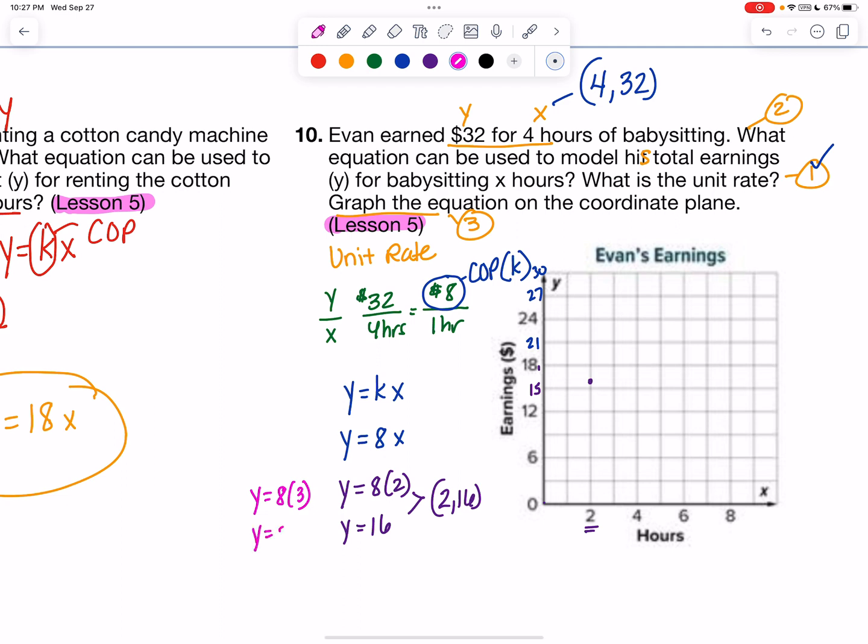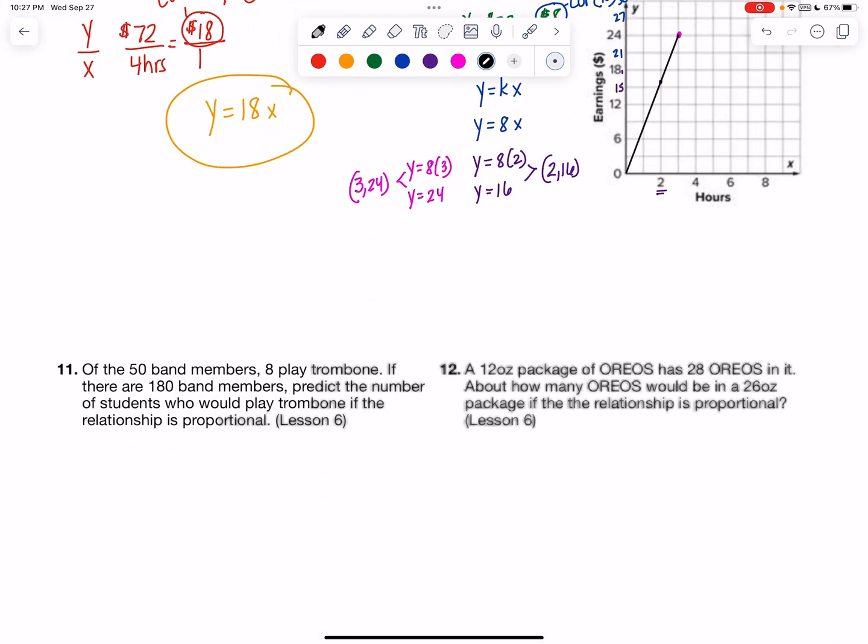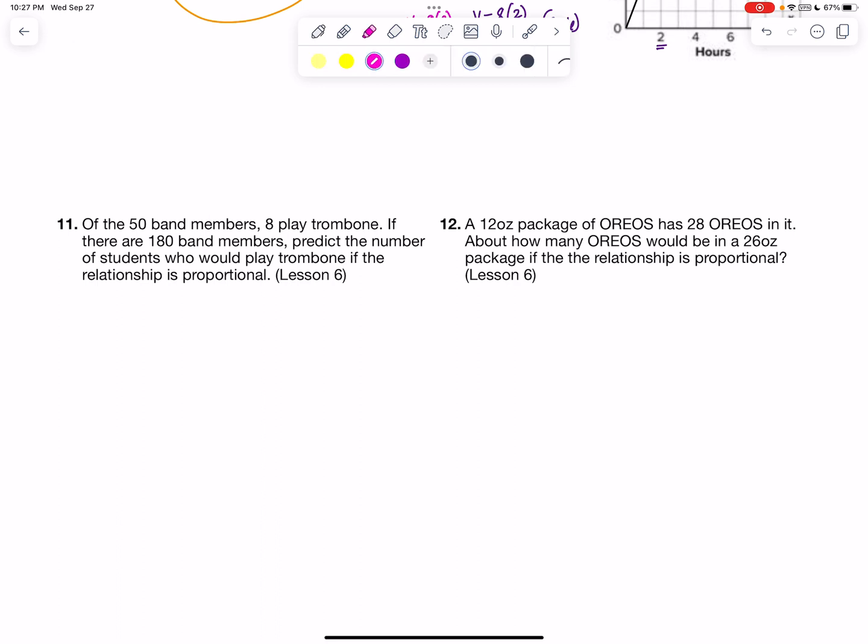Okay, so y equals 24. So I just created the ordered pair (3, 24). Okay, so let's go over 3, up 24, and there we go. There's our second ordered pair. And let's go ahead and draw our line, starting at (0, 0), come up, and there we go. We graphed our equation. Okay, all right. Last two is information from lesson 6.